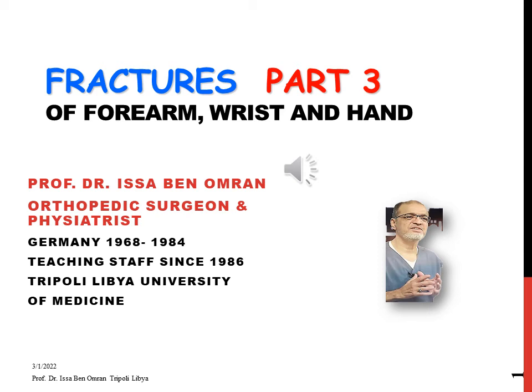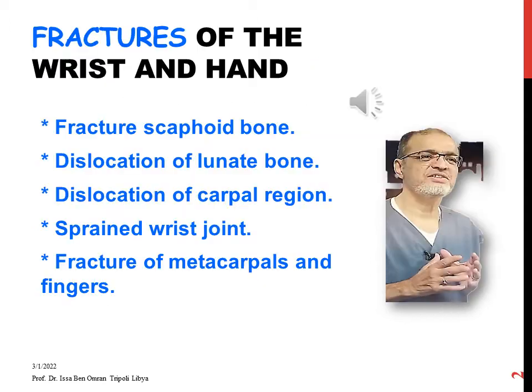We come now to part 3 of fractures of forearm, wrist and hand. In this group we have fracture of the scaphoid bone, dislocation of the lunate bone, dislocation of the carpal region, sprained wrist joint and fracture of metacarpals and fingers.